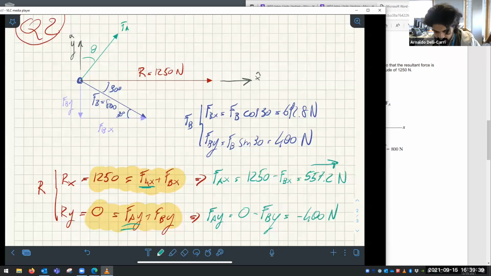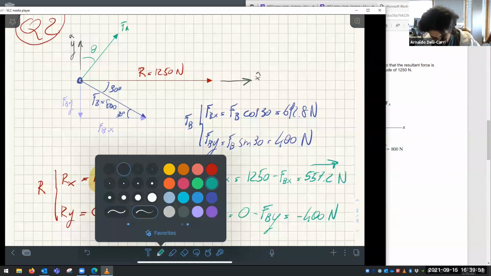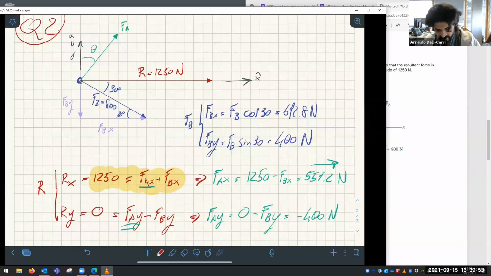No, sorry, it's my mistake here. My mistake is not here, my mistake is here. Because this is minus FBY, because FBY is going downwards. You didn't tell me. Pay attention, please, because I'm very prone to make silly mistakes. So the correct equation is this one, because FAY is going up, because FA is pulling up, but FBY is going down, because FB is pulling down.